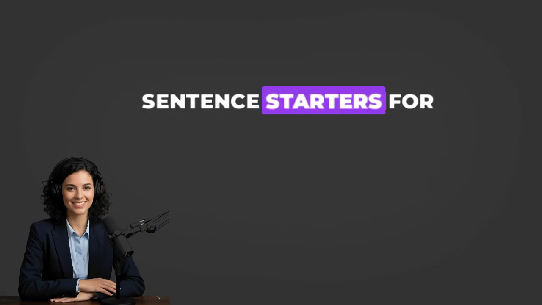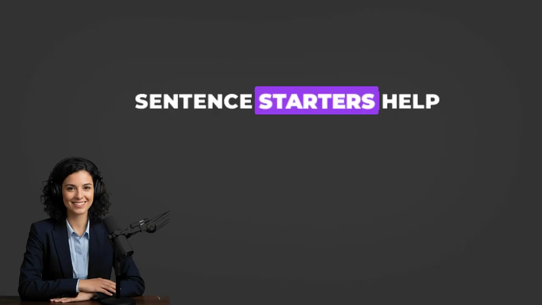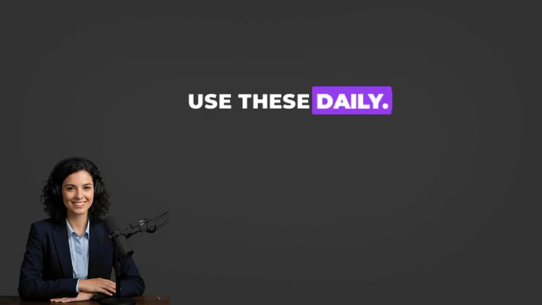8. Sentence starters for thinking. Sentence starters help a lot. Use these daily. I am. I feel. I need to. I want to. I like. I don't like. I am going to. Examples. I am hungry. I need rest. I want to improve my English. I am going to practice today. Simple. Clear. Effective.